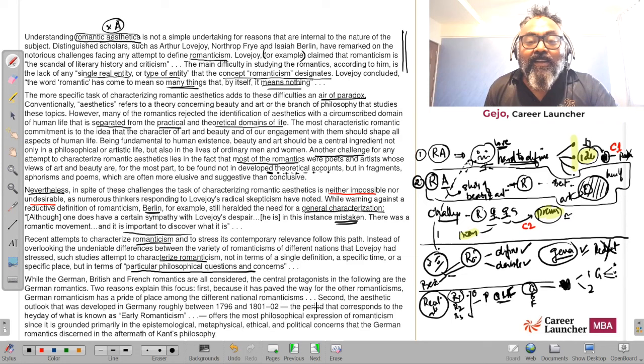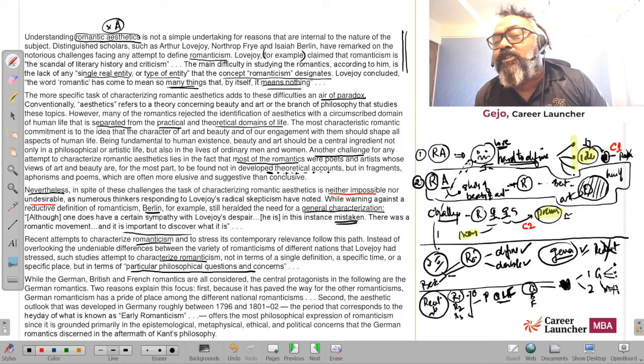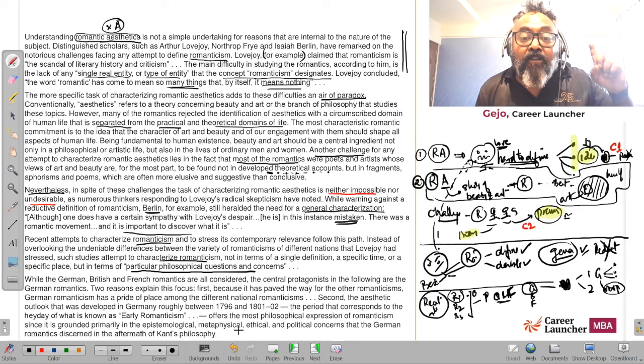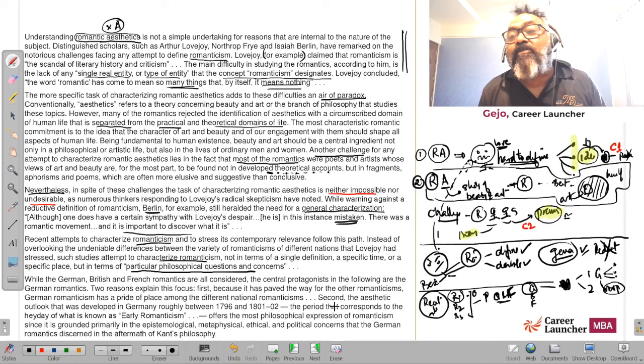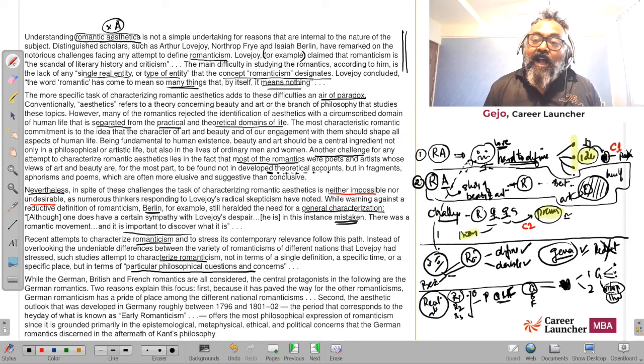Second, the aesthetic outlook that developed in Germany roughly between 1796 and 1801-1802, the period that corresponds to the heyday of what is known as early romanticism, offers the most philosophical expression. This is the most philosophical expression of romanticism, since it is grounded in epistemological, metaphysical, ethical, and political concerns that German romanticism has in the aftermath of Kant's philosophy. You can get some theoretical perspective here after Kant. So basically, this is what the passage is.